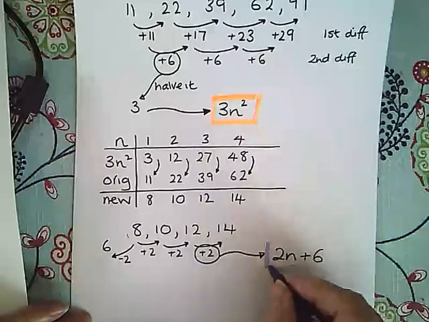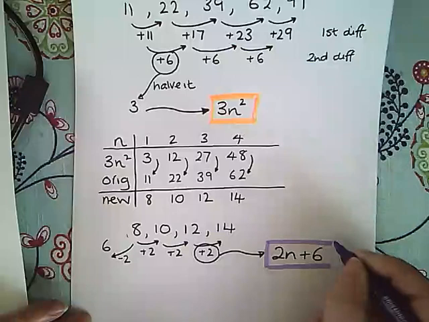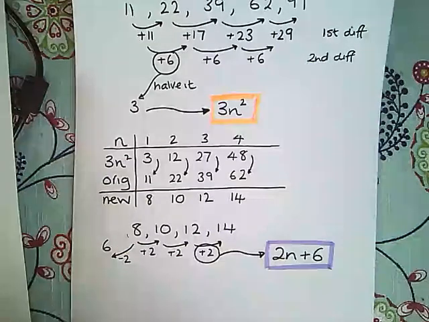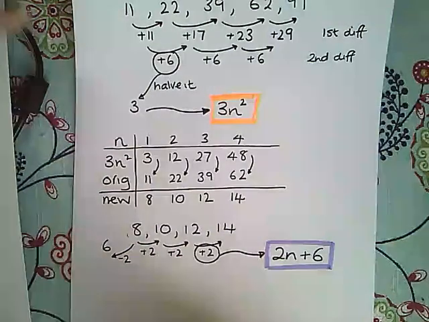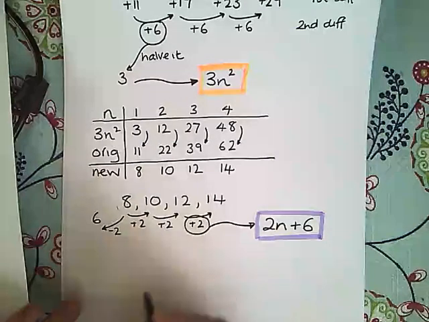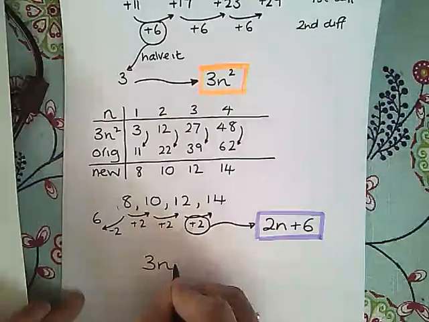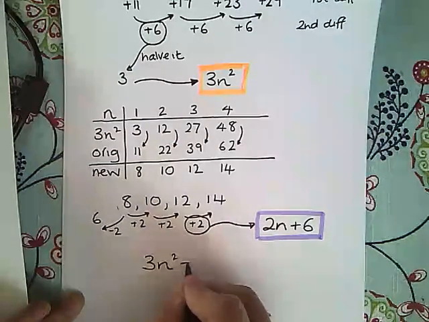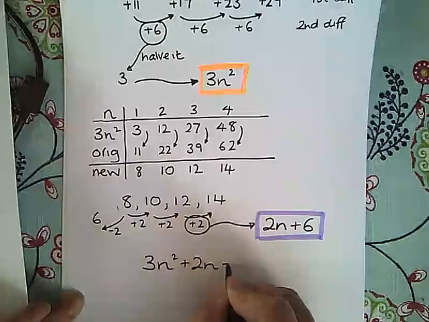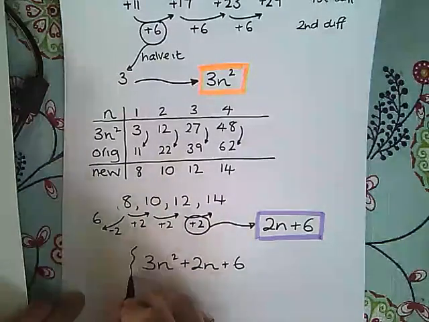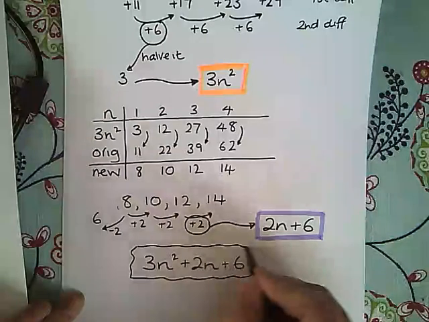And then I'm going to put the two highlighted sections together, and that will give us the whole rule for our quadratic sequence. So finally the answer is 3n squared plus 2n plus 6. Hope that helps.